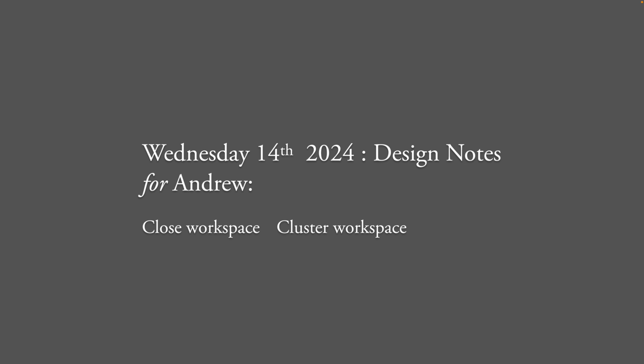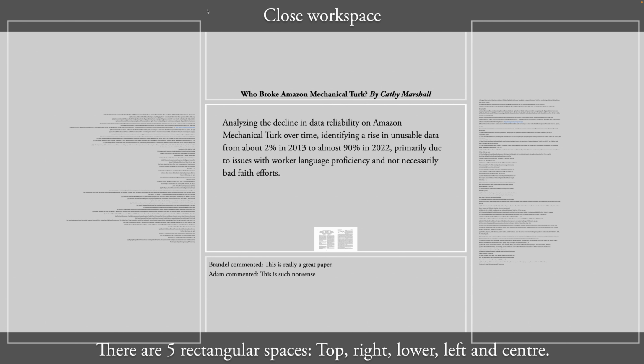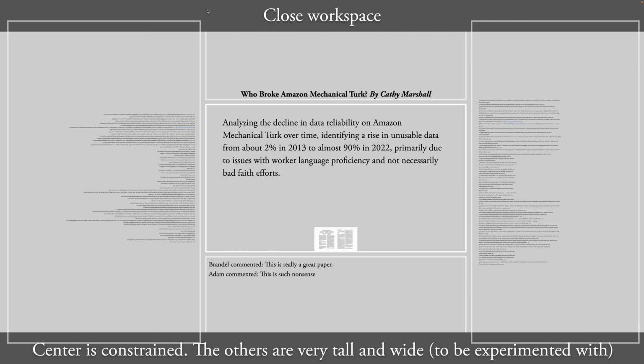So this is what I see as what we decided on yesterday, and this is of course up for discussion. We have close and cluster workspace to use, what might be a good language, I don't know, let's see. So the close workspace is divided into 5 boxes: top, right, lower, left, and center. The center is constrained. The others are very tall and wide.